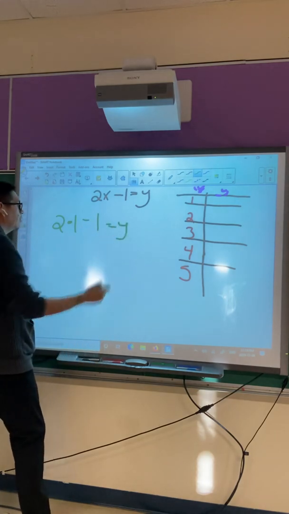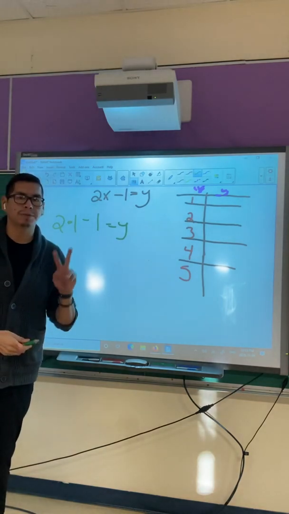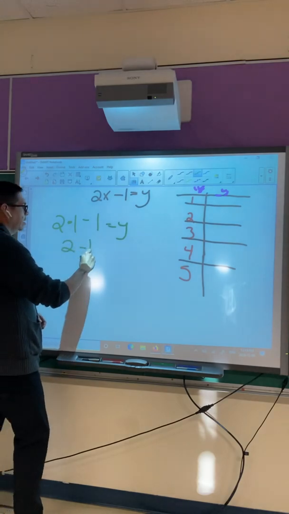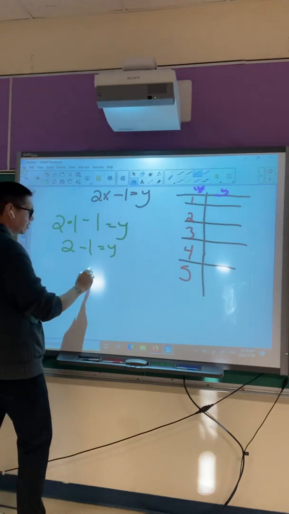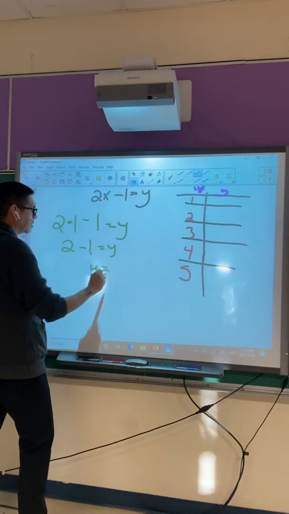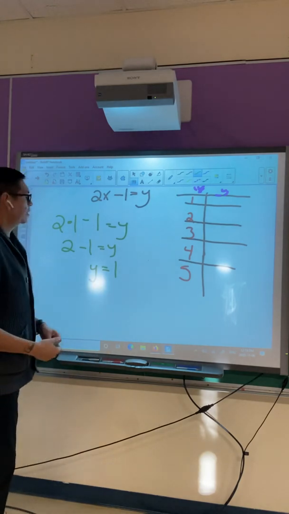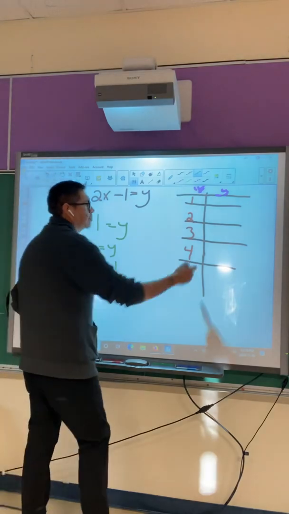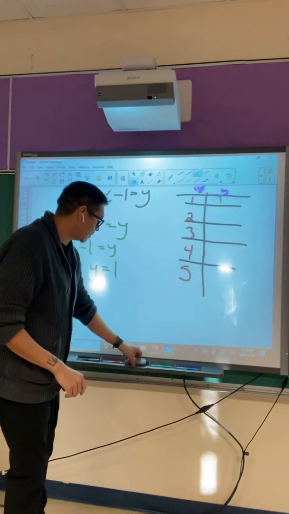So what's 2 times 1? Well, 2 times 1 is 2, and we have take away 1, and that's equal to y. So what is y equal to? Well, y is equal to 1. So anytime x is 1, y will also be 1. That's what that's saying.